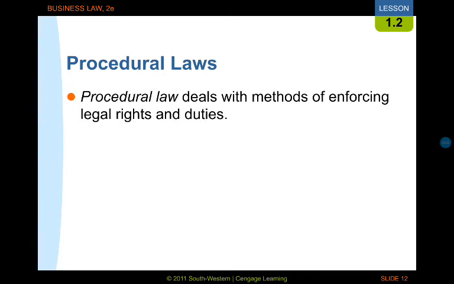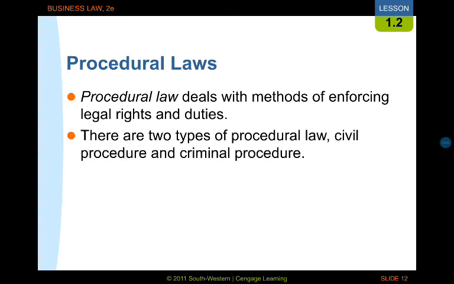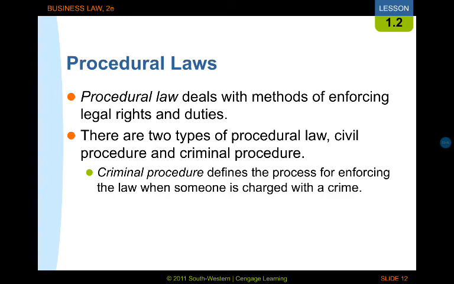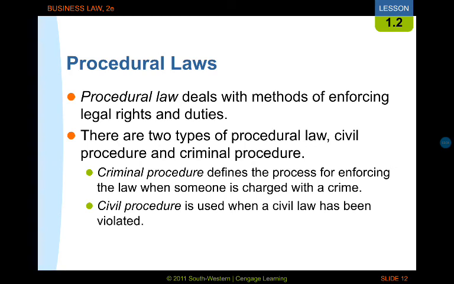Procedural laws. Procedural laws deal with methods of enforcing legal rights and duties. There are two types of procedural laws: civil procedure and criminal procedure. Criminal procedure defines the process for enforcing the law when someone is charged with a crime. Civil procedure is used when a civil law has been violated.